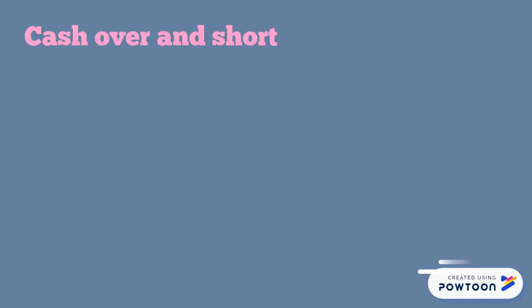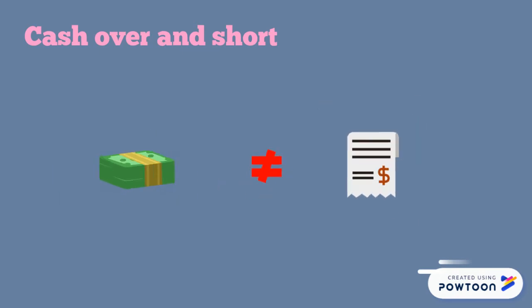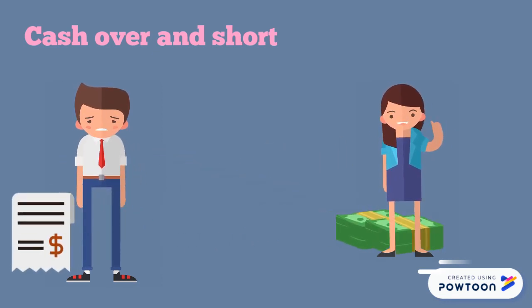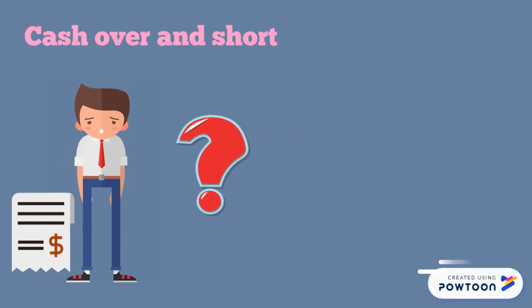Cash over and short. Sometimes the amount of cash needed for replenishment is not equal to the total amount of receipts. Since the person in charge may not always receive the receipts or may have given incorrect change, there will be a discrepancy between the cash needed for replenishment and the amount of receipts. This amount will be charged to an account called cash over and short.